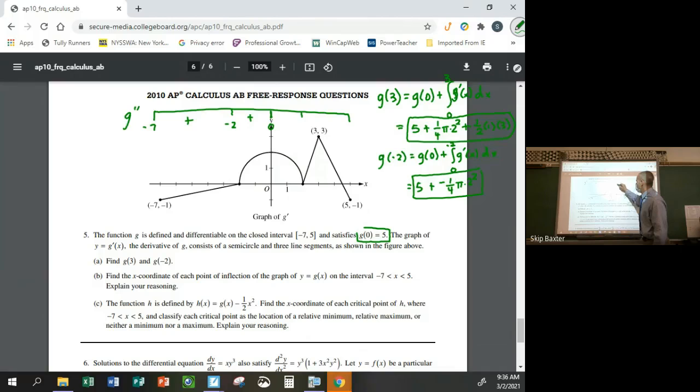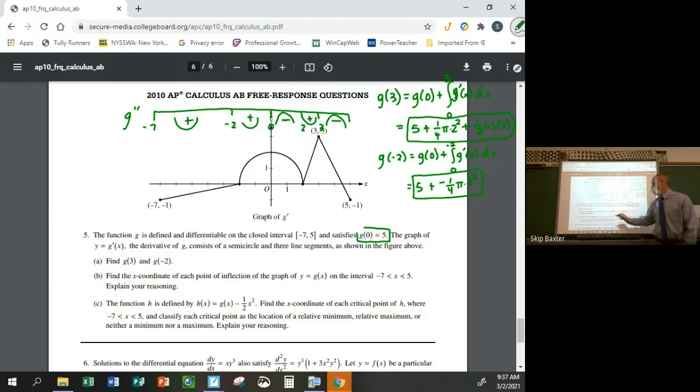So from 0 to 2, it's decreasing, and then it's increasing again up to 3, and then it's decreasing. So this is concave up, concave down, up, down, like that. So points of inflection are at x equals 0, x equals 2, and x equals 3.